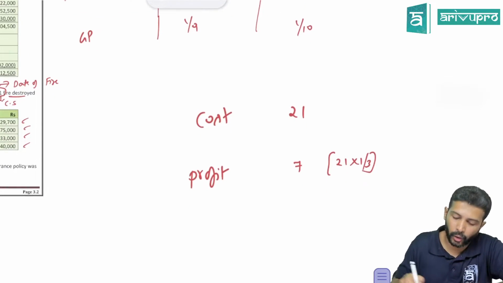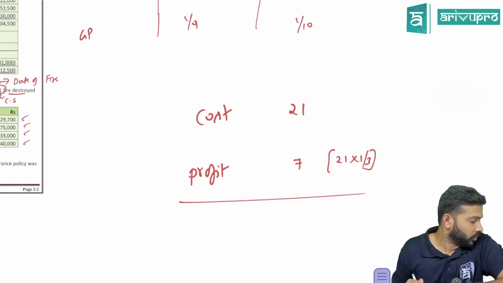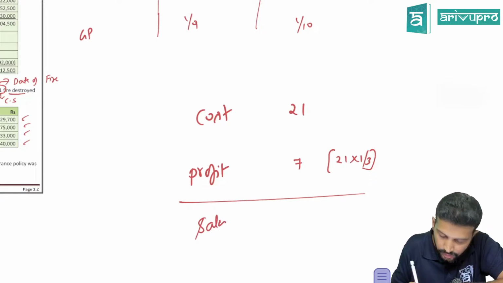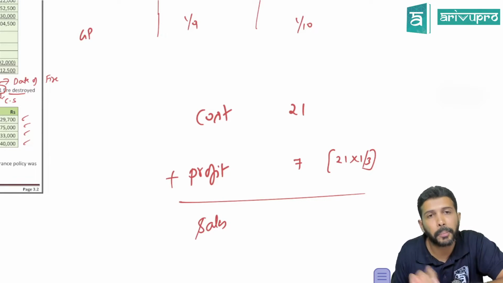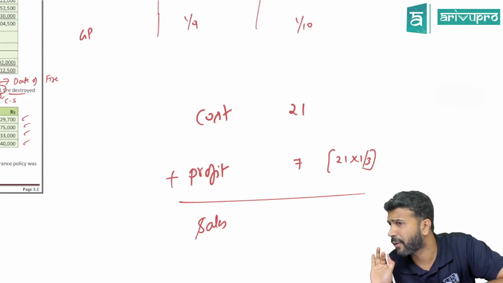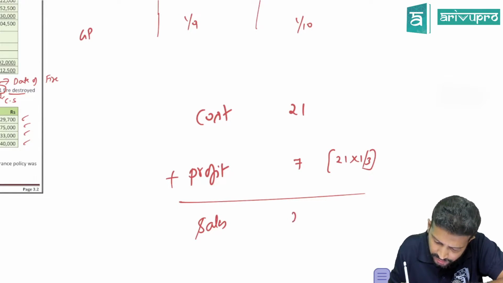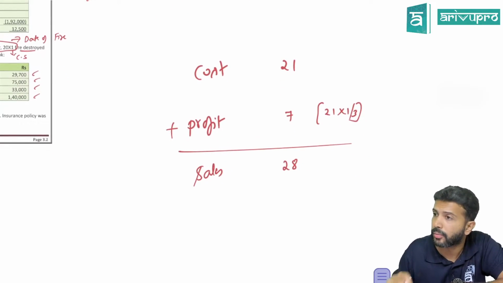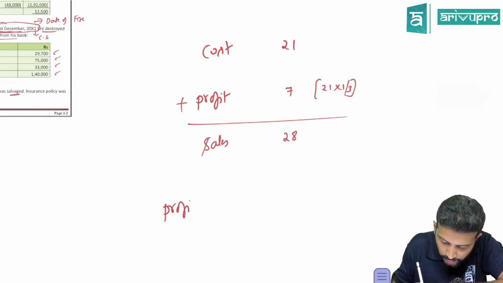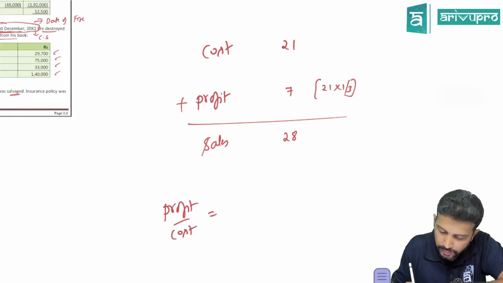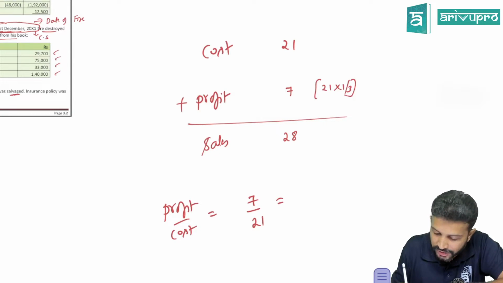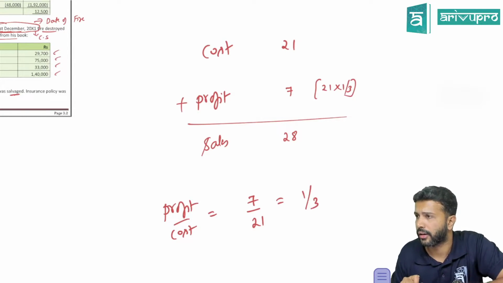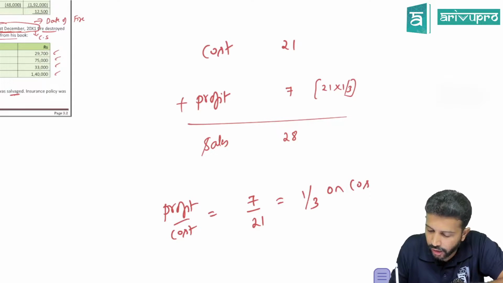7. Okay. All right. Sir, how do you get sales? Cost plus profit is your sales. Agreed? So, add. How much will be your sales then? 28 rupees. Okay? Yes, no? So, compare. Profit on cost you do. How much are you getting? Profit is how much? 7. Cost is how much? 21. How much is this? 1/3. That means the profit is 1/3 on cost.